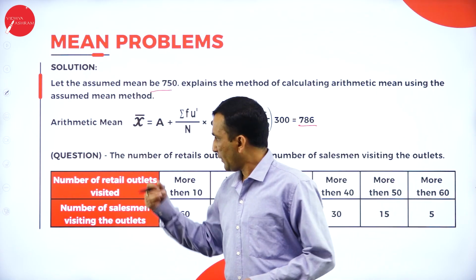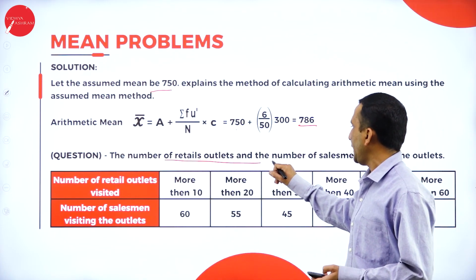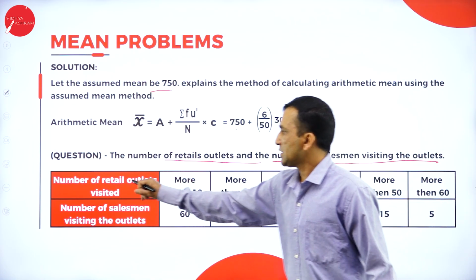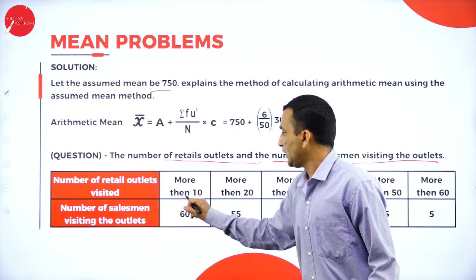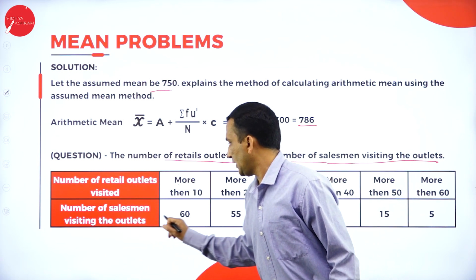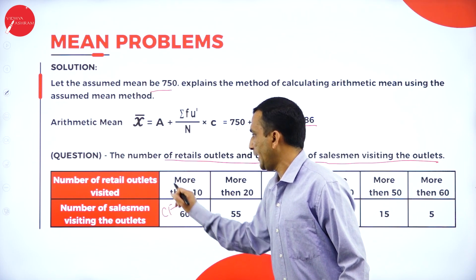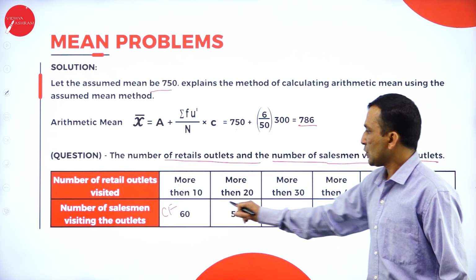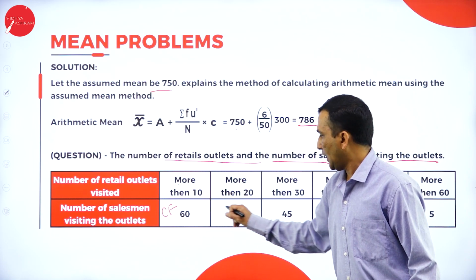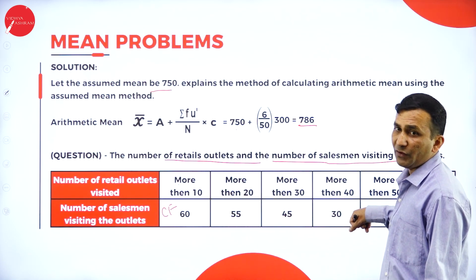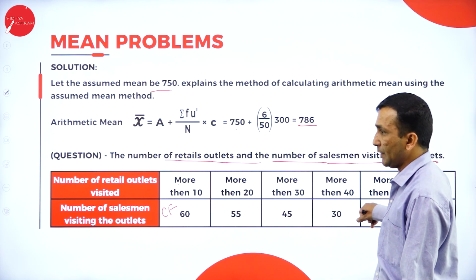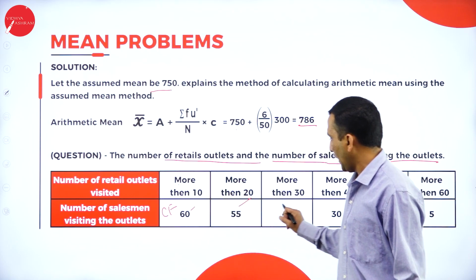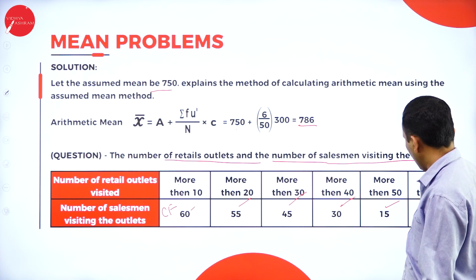Moving to the next question: the number of retail outlets and the number of salesmen visiting the outlet. Here the class interval is given as more than 10, and the cumulative frequency is given. The first value is 60, then 55, so it is reducing from the beginning: 60, 55, 45, 30, 5.